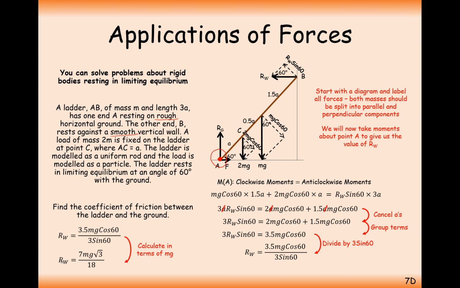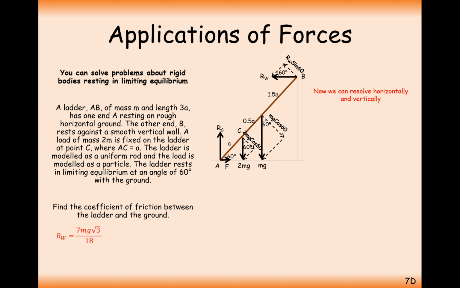And this here is our final value for RW, 7mg root 3 over 18. Okay, so now we need to work with some different strategies. We've taken moments about A, but we're still no closer really to finding the coefficient of friction between the ladder and the ground. So we'll now start to resolve horizontally and vertically.